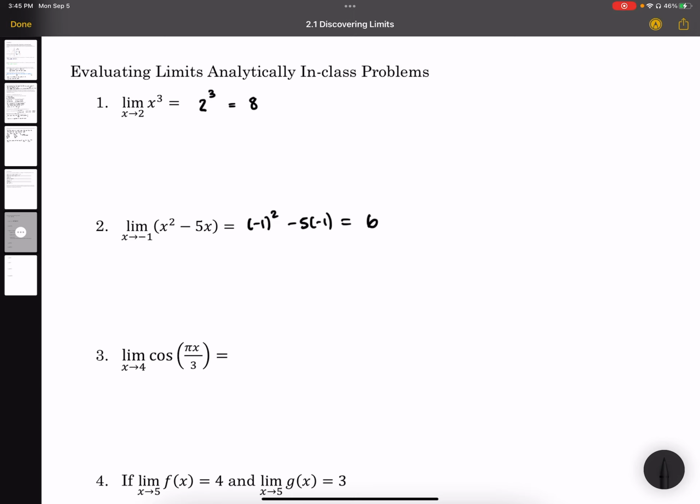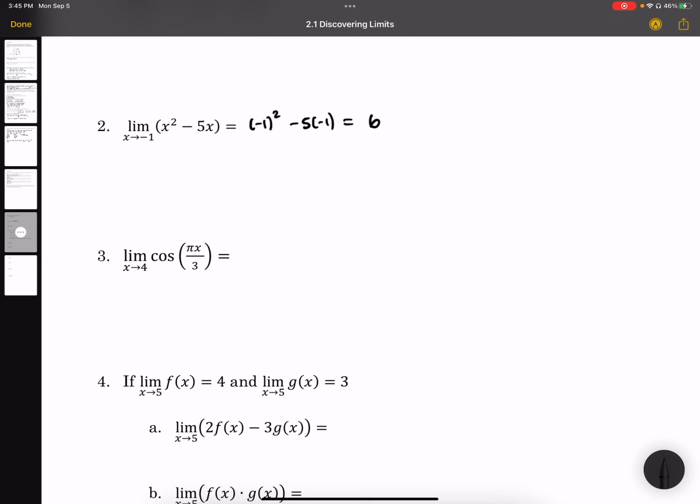For number 3, we have the limit as x approaches 4 for cosine of pi x over 3. Again, we just try to substitute in 4 for x. That would give us the cosine of 4 pi over 3. Now for my unit circle people, we know 4 pi over 3 is 240 degrees. That means it's somewhere here in quadrant 3, which means the cosine value is negative. So that's going to be -1/2.